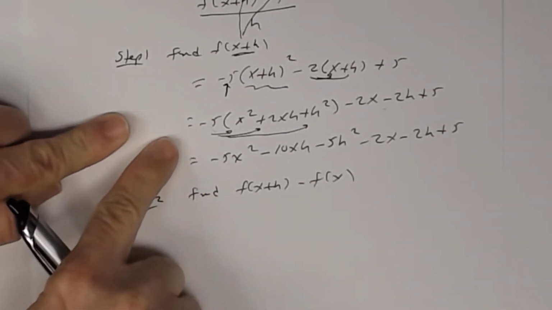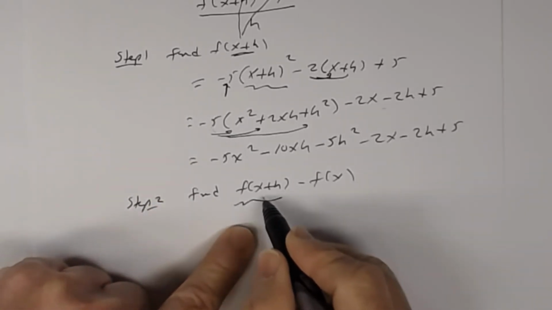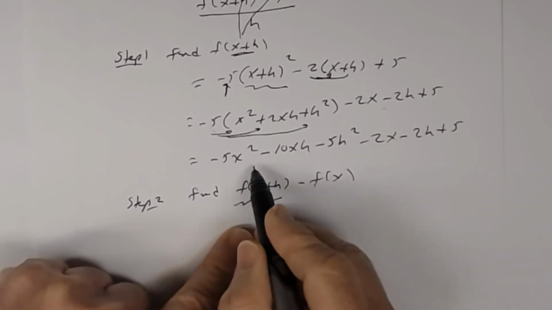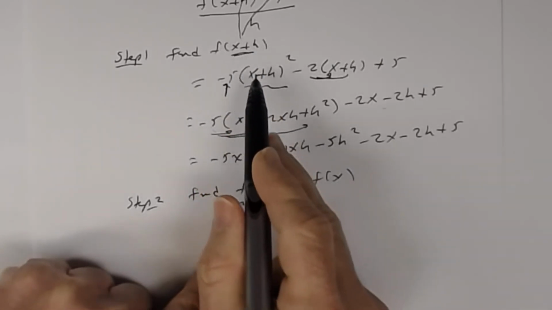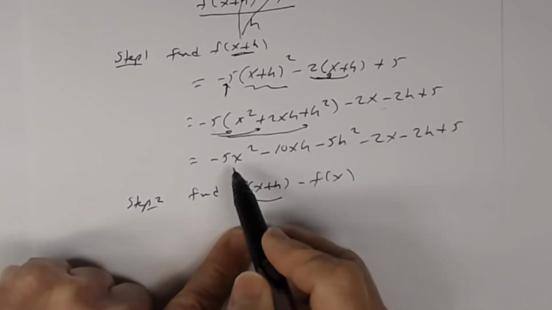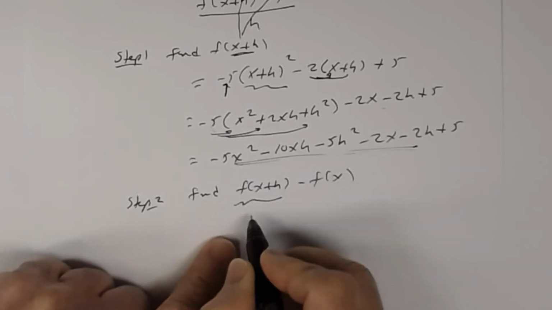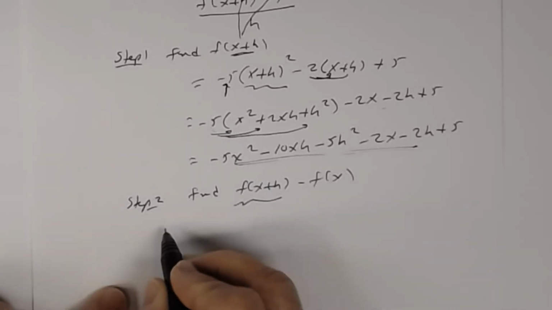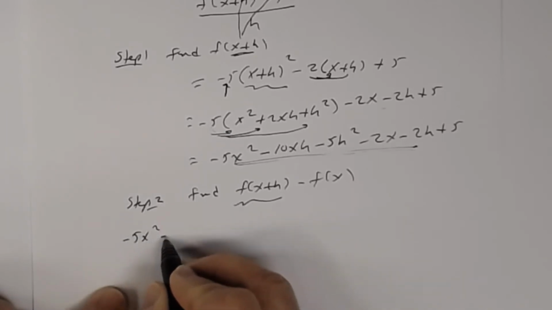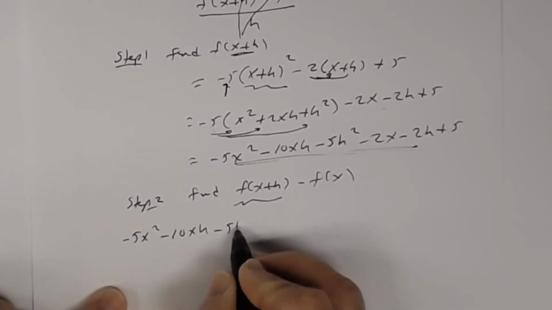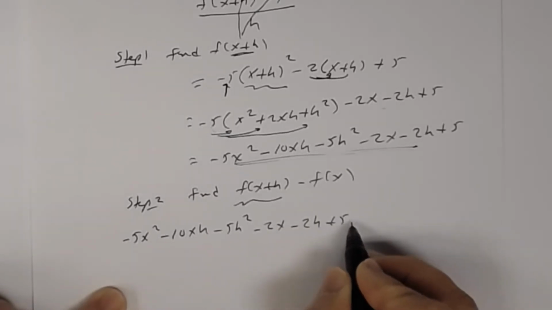Once you get by step 1, the rest is easy. So notice, this is this. That's this. This and this are the same thing. So this is the work, and here's the answer for step 1 right here. So I'm going to rewrite that here. So it becomes, I'm going to start here because I'm going to need all this room. So negative 5x squared minus 10xh minus 5h squared minus 2x minus 2h plus 5.